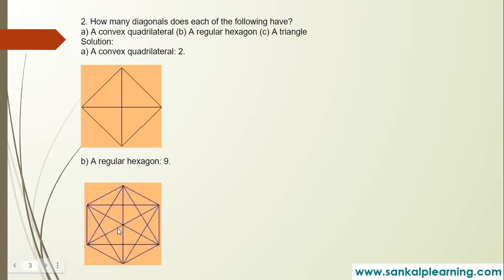So you can see 3 triangle shapes here, inside we get 3 triangle shapes. 1, 2 and 3, right? So 3 3s are 9. So you are getting 9 diagonals in the figure.